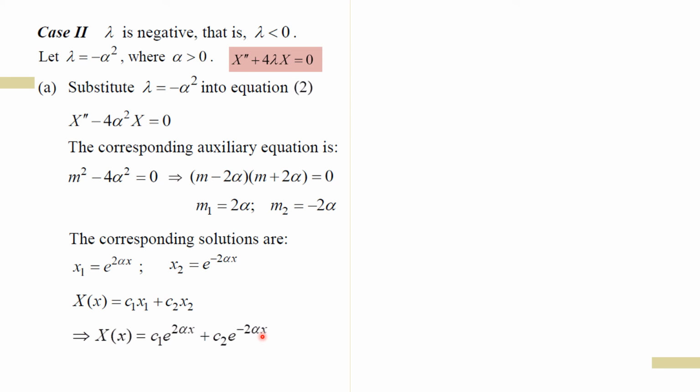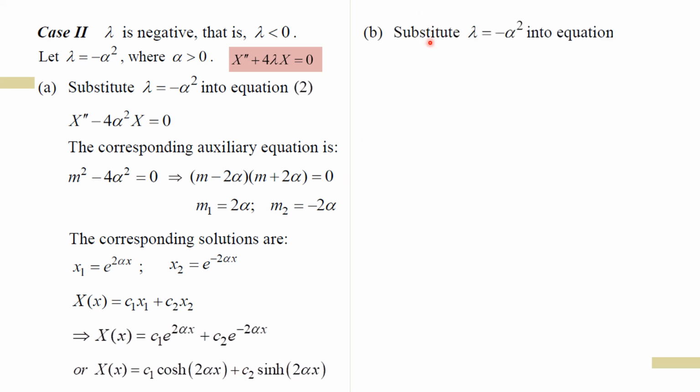Now if we know the definition of hyperbolic cosine and hyperbolic sine, we can say that this equation is actually equivalent to the following expression: X of x equals c1 cosh 2 alpha x plus c2 sinh 2 alpha x. To get from this step to this step requires some work. So as of now, just accept the fact that these two equations are equivalent. You can use either one of these expressions to write down the product solution for the given PDE.